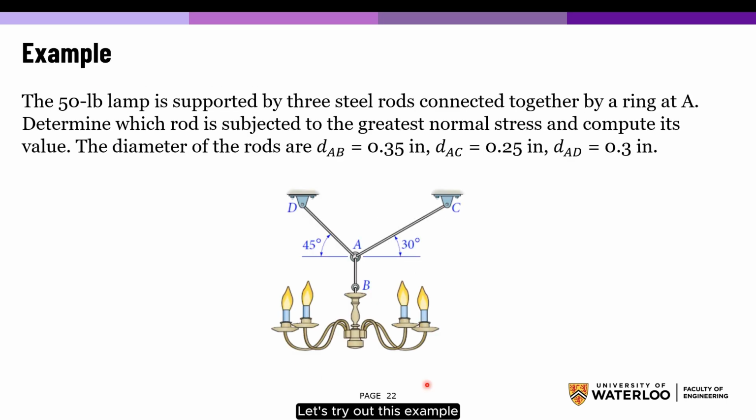Let's try out this example. The 50-pound lamp is supported by 3 steel rods connected together by a ring at A. Determine which rod is subjected to the greatest normal stress and compute its value. The diameters of the rods are DAB is 0.35 inches, DAC is 0.25 inches, and DAD is 0.3 inches.